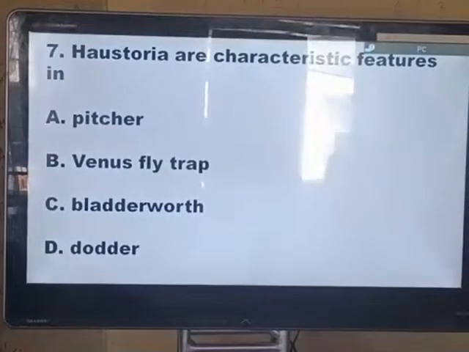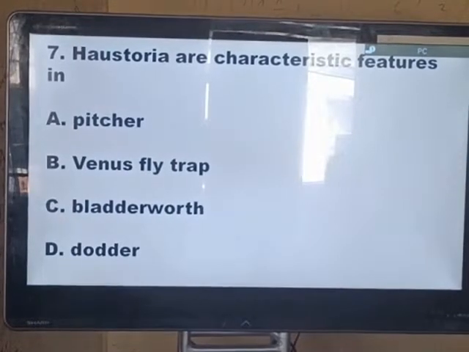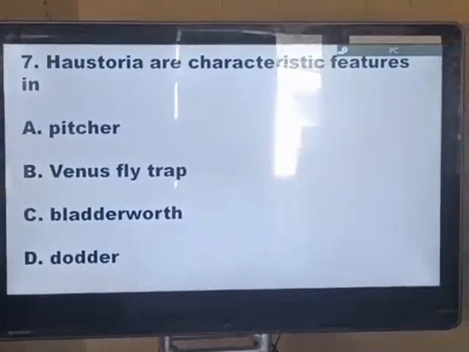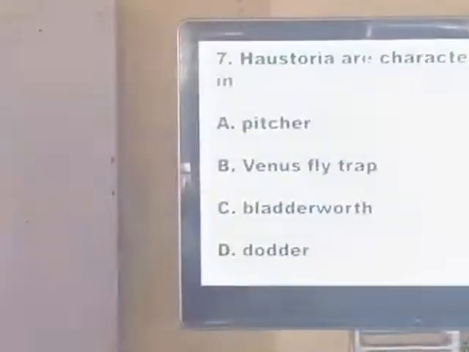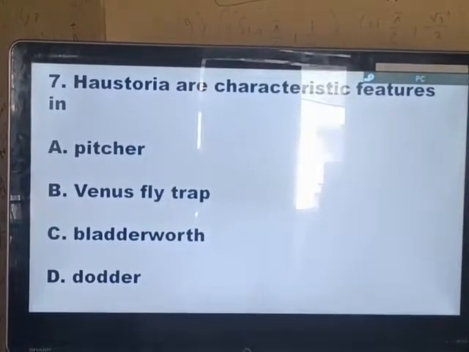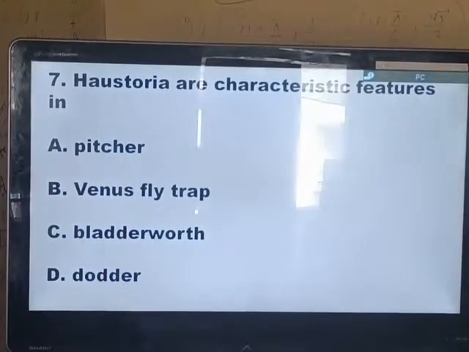Let's go to number 7. Haustoria are characteristic features in dash. Now, haustoria are only found in parasitic plants. Remember, just like we have animals that are parasitic in nature, let's look at tapeworm. Tapeworm is an endoparasite that lives inside its host. Not only that, we also have plants that are parasitic as well. And any plant that is parasitic will have a feature called haustoria. Haustoria are used to absorb nutrients and minerals from the host of such parasitic plants. So haustoria are features of what we refer to as parasitic plants.